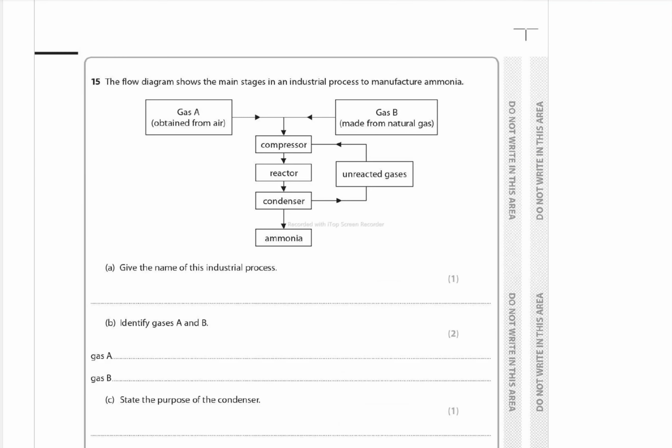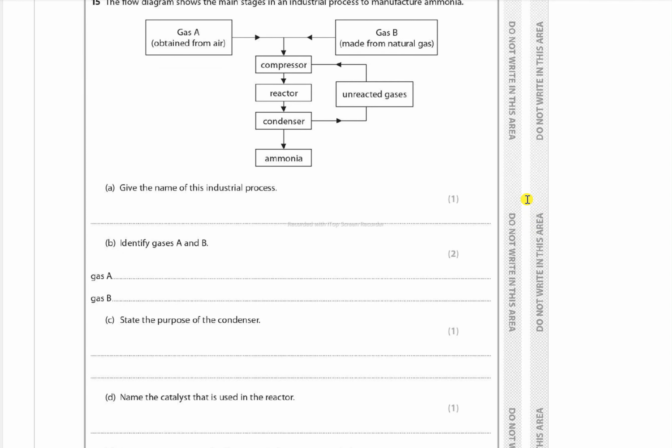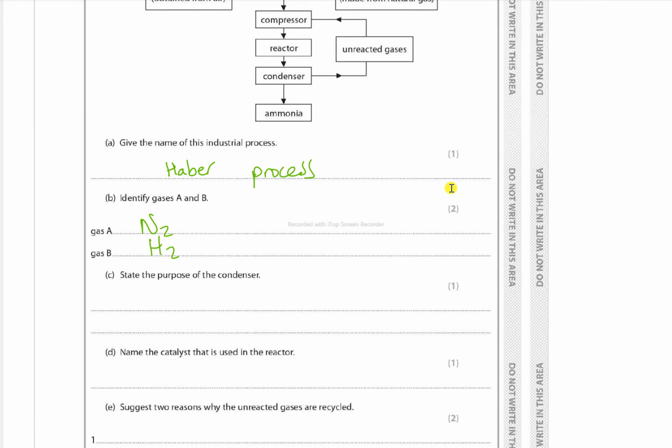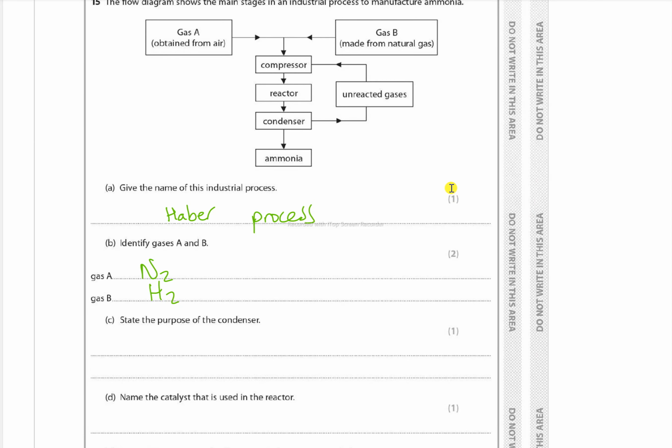The flow diagram shows the main stages. Give the name. This is not in the new spec, so we don't have to do this. Call it the Haber process. Gas A obtained from air is nitrogen, and from natural gas is hydrogen. State the purpose of the condenser.